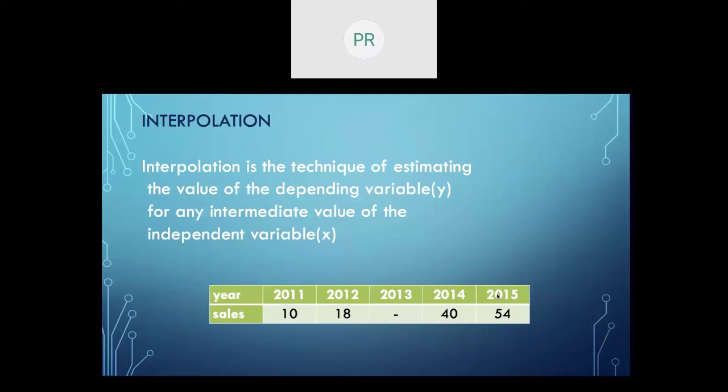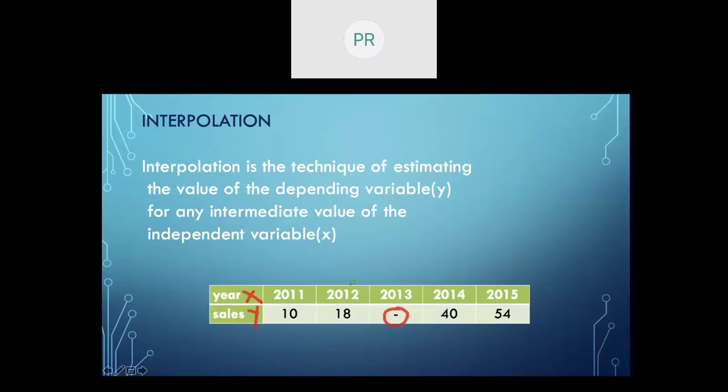Interpolation. What is interpolation? It is a technique of estimating the value of the dependent variable. Now look at the example. In this example, we can see that it is a time series data wherein year is an independent variable represented as X and sales is a dependent variable on year which is denoted by Y. So interpolation will teach us the technique of estimating an unknown value of the dependent variable for any intermediate.